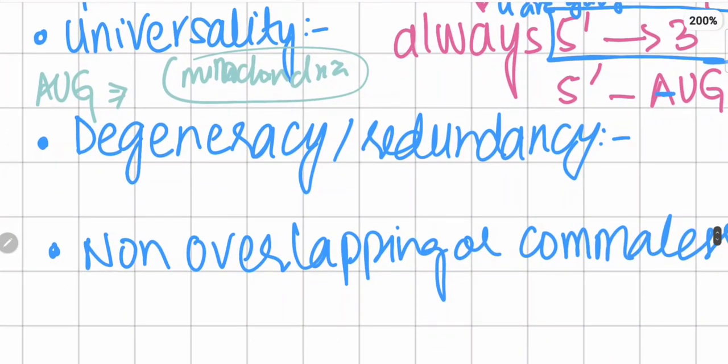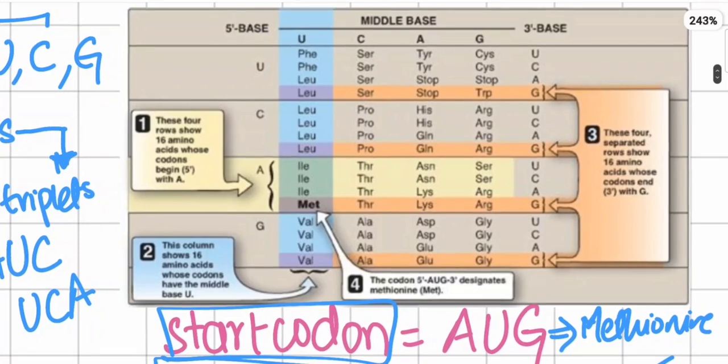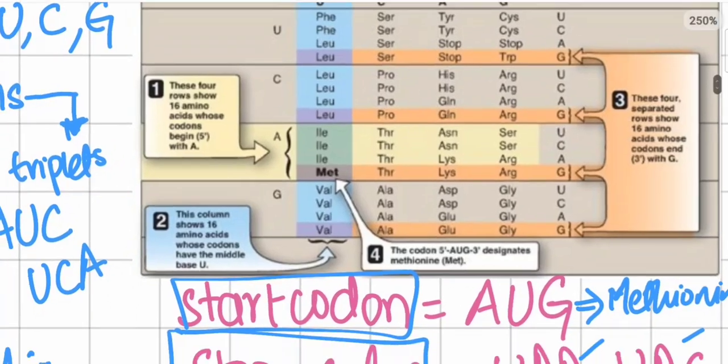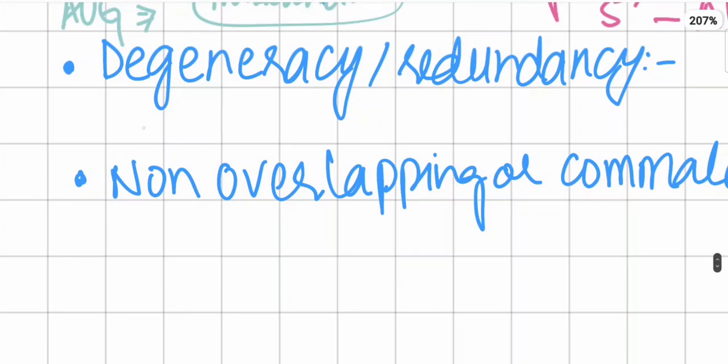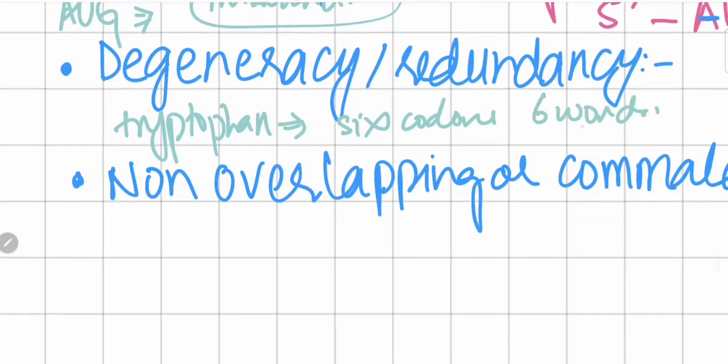Then we have code degeneracy, another important thing. This means that certain amino acids are coded by more than one codon. For example, tryptophan is coded by 6 codons. So 6 codons, 6 words, actually mean the same amino acid.